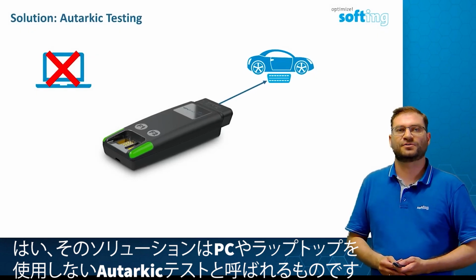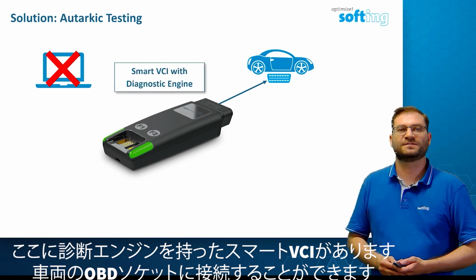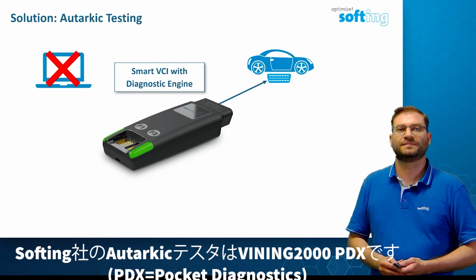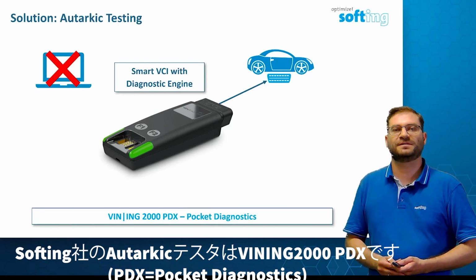Yes, the solution is called autarkic testing without a PC or laptop. Here we have a smart VCI with a diagnostic engine that is connected to the OBD socket of the vehicle. The autarkic tester of Softing Automotive is called Winning 2000 PDX. Here PDX means Pocket Diagnostics.